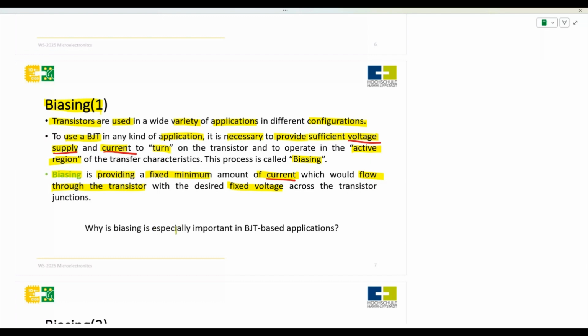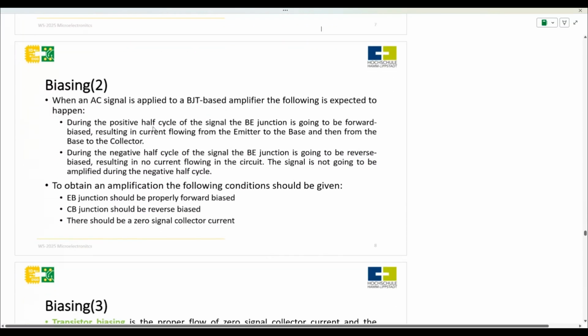So the question here: why is biasing especially important in BJT based applications? Let's continue so we can answer this.